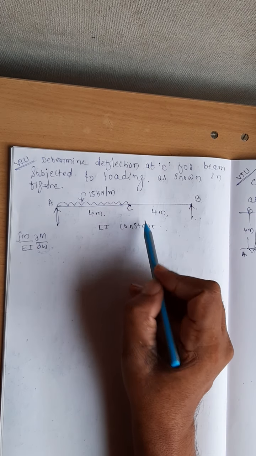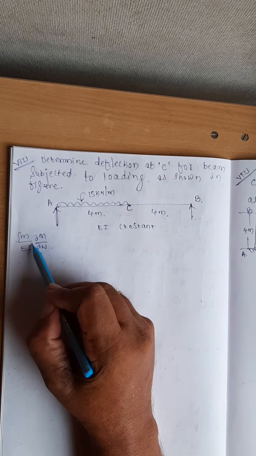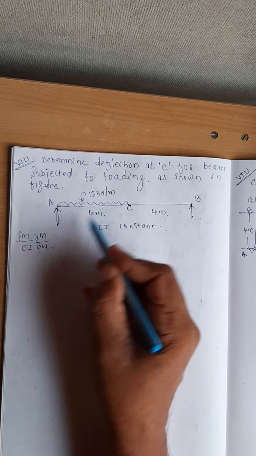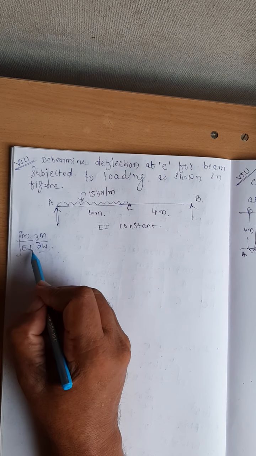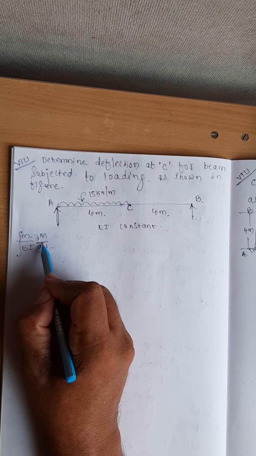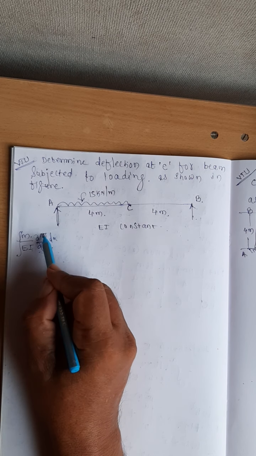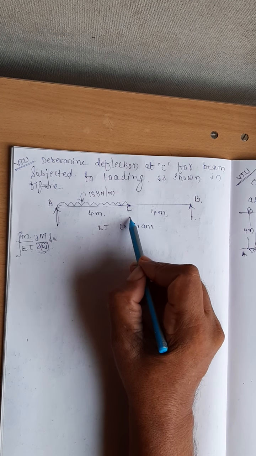See what is the speciality of this particular problem. He is asking you to calculate the deflection at the point C. But how are we calculating the deflection at the point C? Integral of M over EI, dM by dW, into dx. What is dW? The load at the point C. But in this case, the load is not there at the point C.